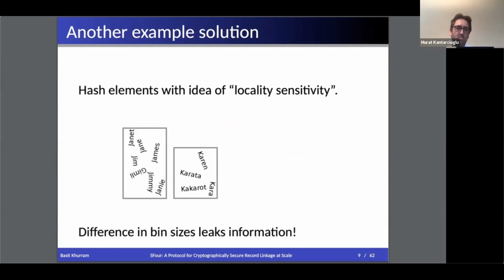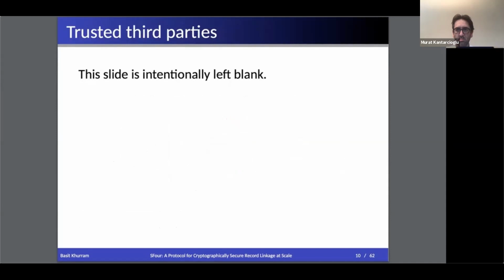While this approach may run in sub-quadratic time, it turns out that having differently sized bins can leak information about the datasets. There are also approaches that make use of trusted third parties. However, we generally do not believe in the practicality of having access to a truly trusted third party.